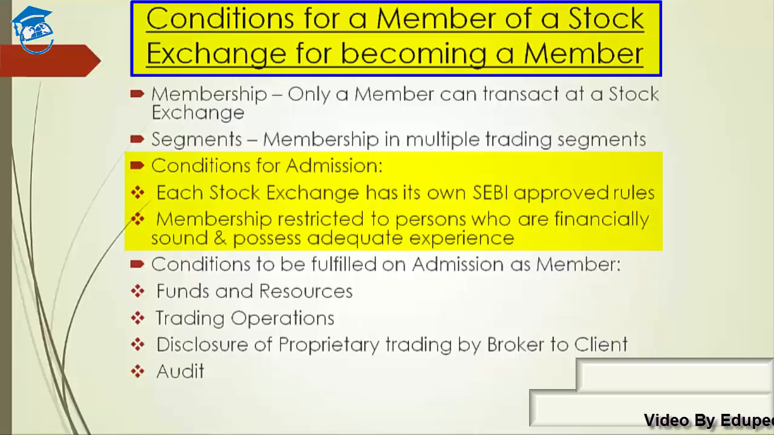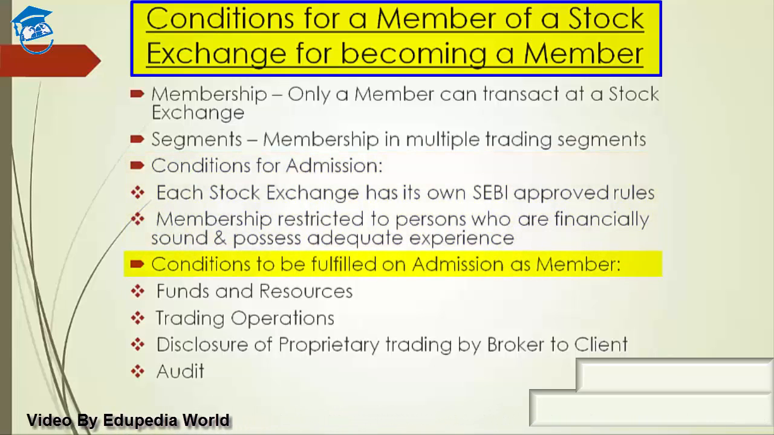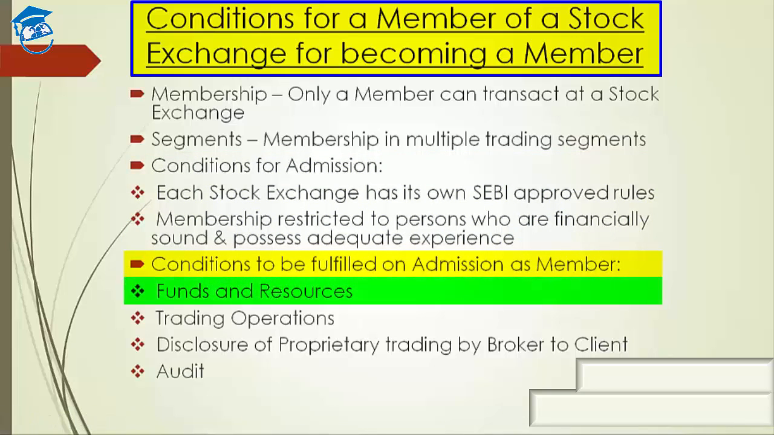Now, if I talk about the restrictions, the conditions which need to be fulfilled on admission as a member. Number one is the funds and resources. Extremely important, guys. The member of the exchange should not be involved in any fund lending or borrowing activities except as required or in connection with or incidental to or consequential upon the securities business. So you should not be involved in any other fund lending or business activities apart from your own securities business. That is number one.